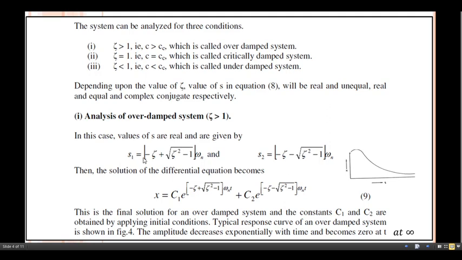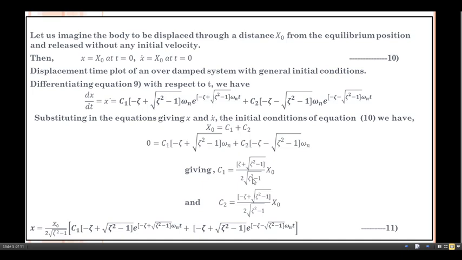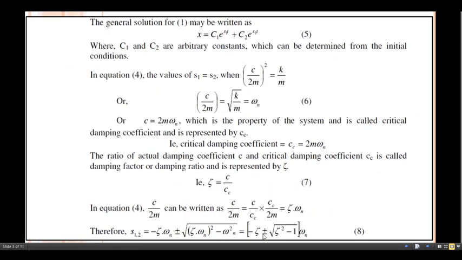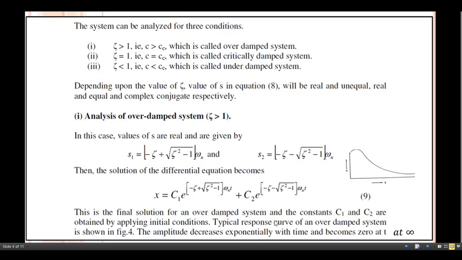The two values of s will come in this way: s1 equals minus zeta plus square root of zeta square minus 1, into omega n, and the second one, s2. Here the first one is plus and the second one is minus, so s2 equals minus zeta minus square root of zeta square minus 1, into omega n.